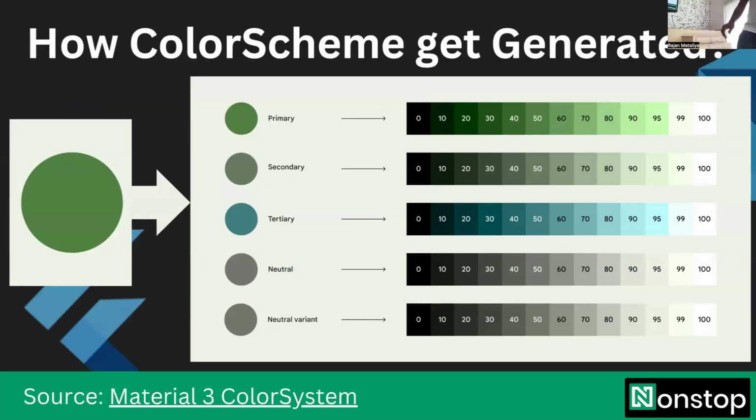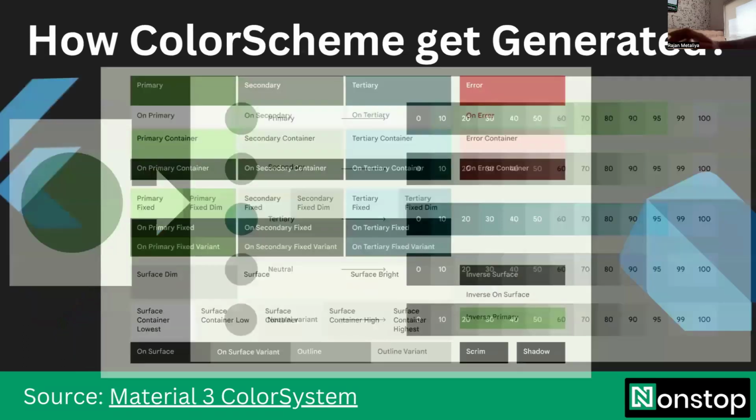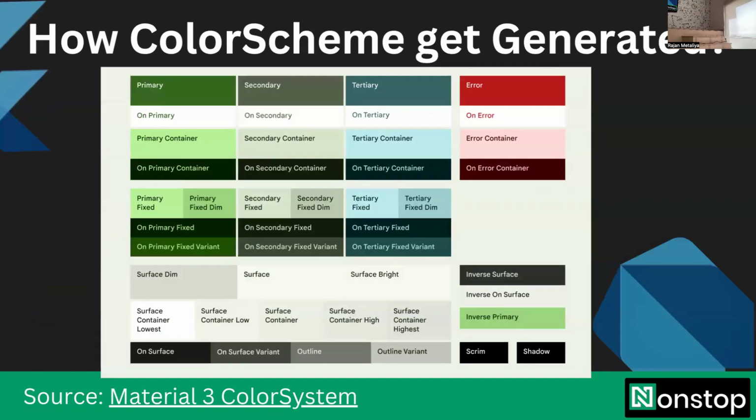Let's see what happens when we give one color. For example, I have given green. First of all, an algorithm uses the hue and the chroma of the color and creates 5 more colors: primary, secondary, tertiary, and so on. From those 5 colors, it gives all the color types, with tones from 0 to 100. From the single color, we now have 30 colors.